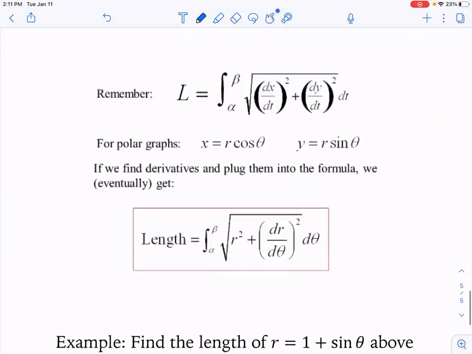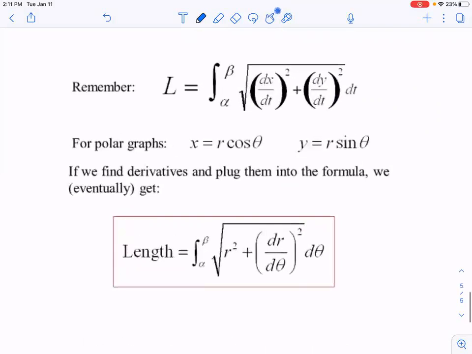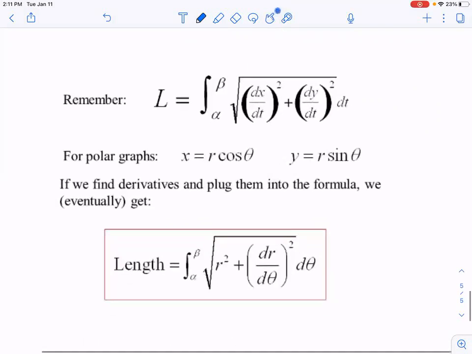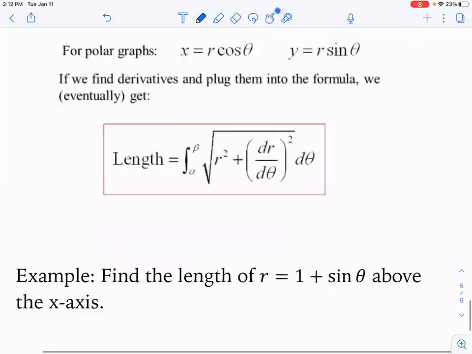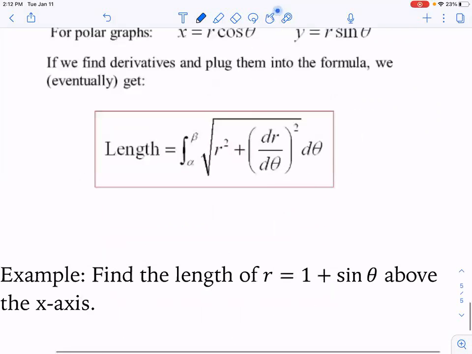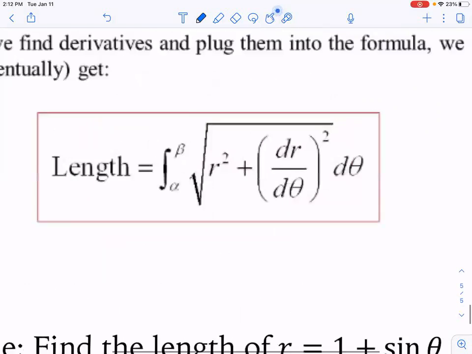Do you remember when we did arc length for parametric? Just don't write anything down yet, please. Arc length for parametric was the integral of the square root of dx/dt squared plus dy/dt squared. Well, if x is r cosine theta and y is r sine theta, it's basically a parametric equation. If we do all the math to simplify it, this is what we get. I'm not going to bore you with that.